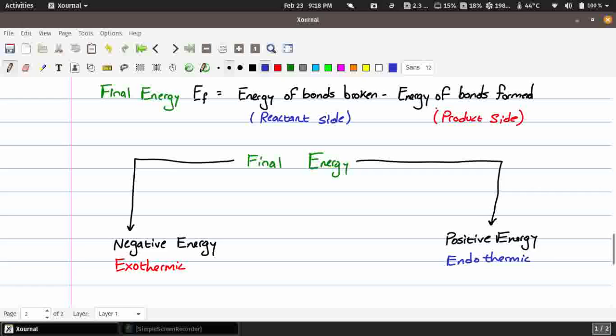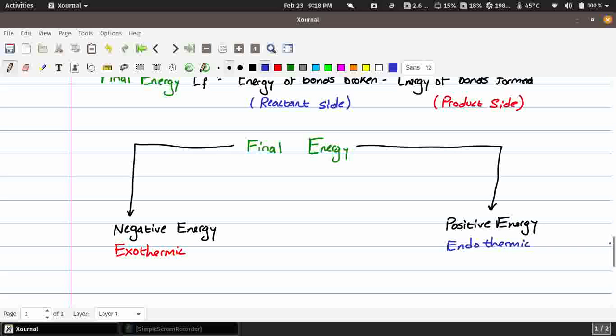If you have a negative value, that means that the energy of bonds broken was less than the energy of bonds formed. That means that you have to put less energy into the reaction versus the energy released when the bonds are formed. So that would give off energy. And that would be an exothermic reaction because it's releasing energy.